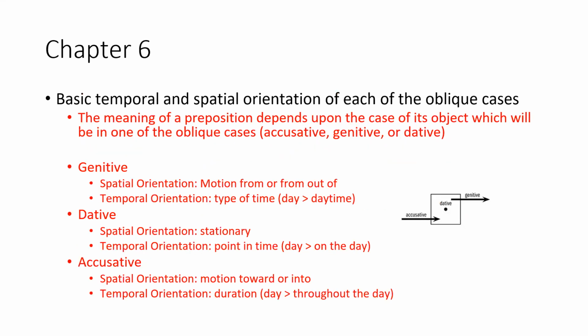Basic temporal and spatial orientation of each of the oblique cases. The meaning of a preposition depends upon the case of its object, which will be in one of the oblique cases: accusative, genitive, or dative. So for genitive, what it means in spatial orientation is movement from or from out of. And for temporal orientation, it means a type of time. So for day, that would be daytime. Day would become daytime in the genitive case.